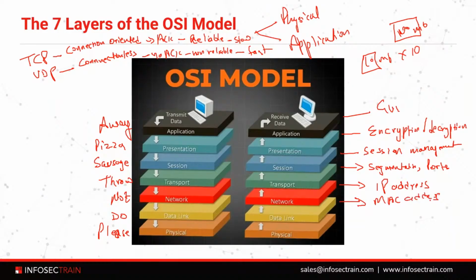What is MAC address? Physical address of the device. So MAC address tells exactly which device I want to send the data. This is the address of your network interface card.